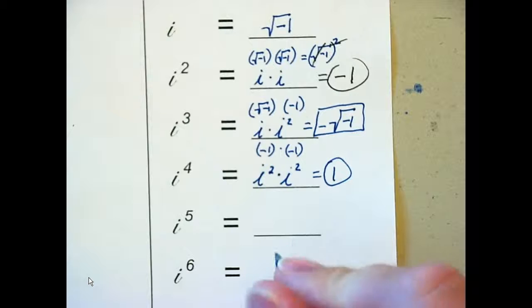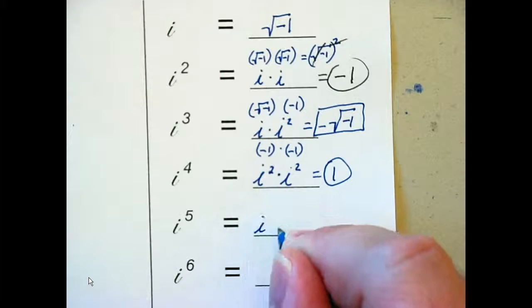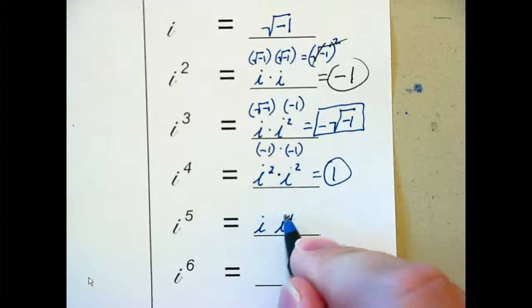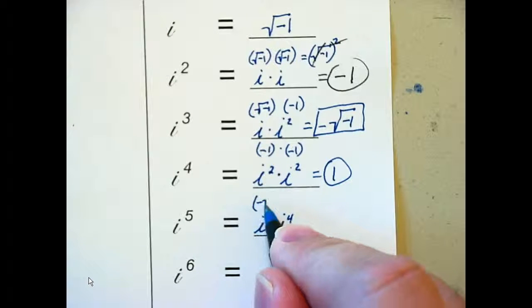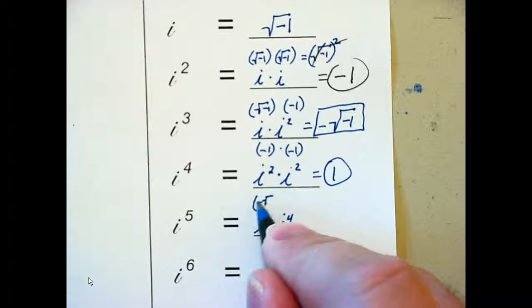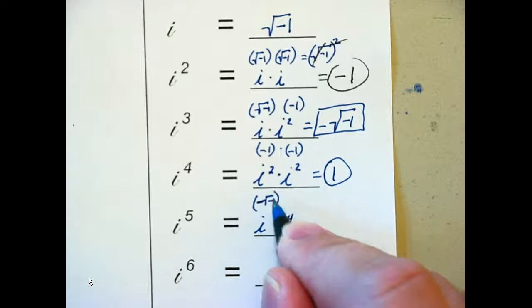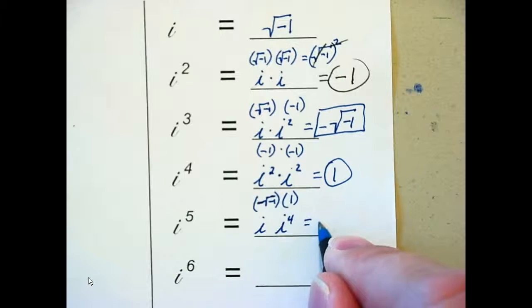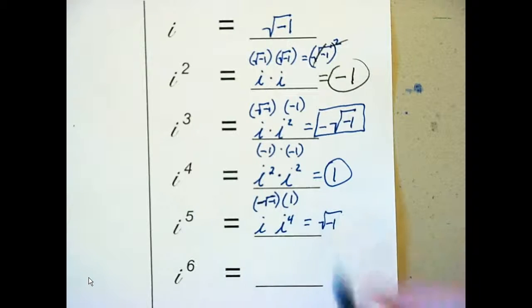i to the 5th is i to the 1st times i to the 4th. We really like i to the 4th, because i to the 4th happens, oops, that's supposed to be 1. So my answer is root -1. Wait. That's so crazy.